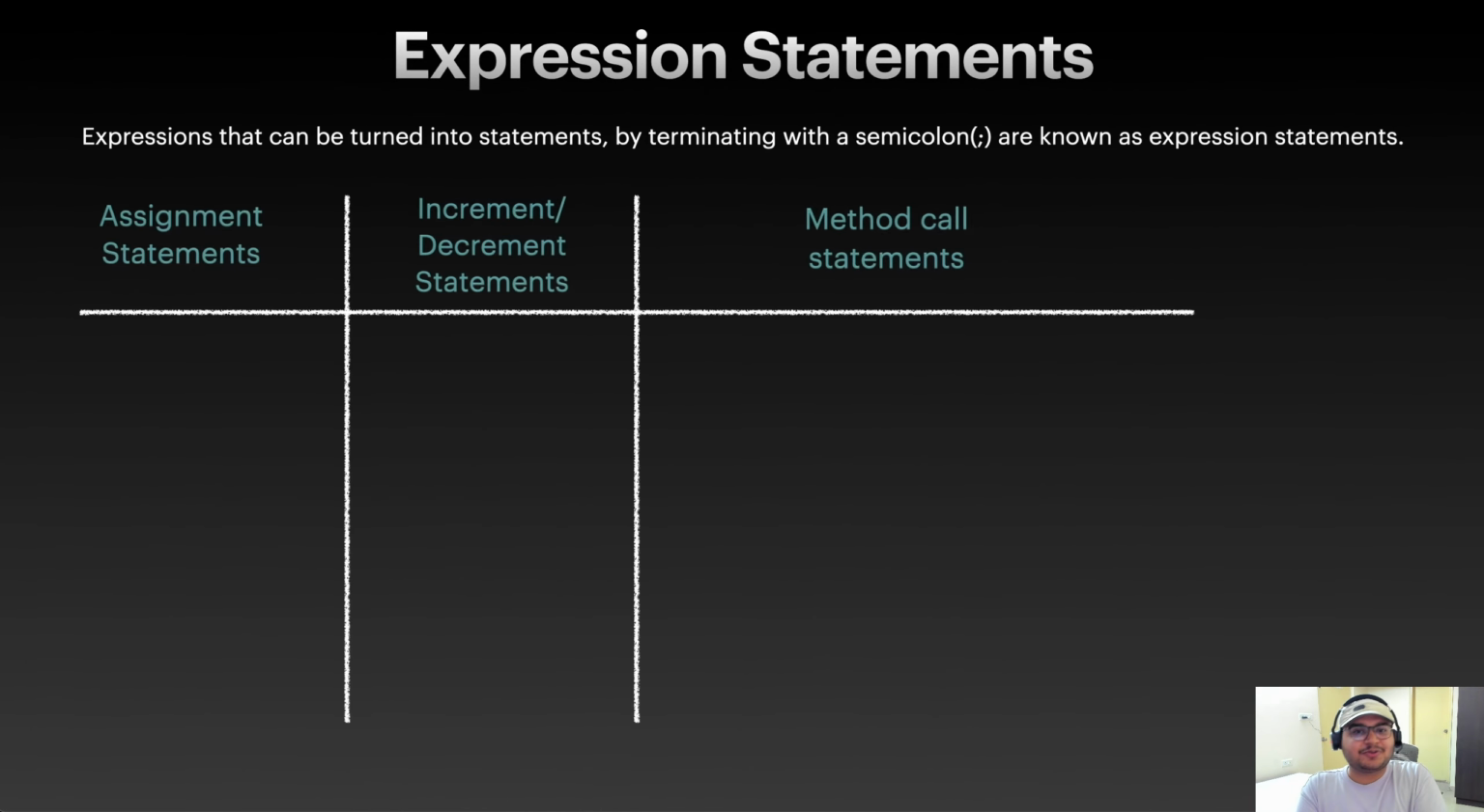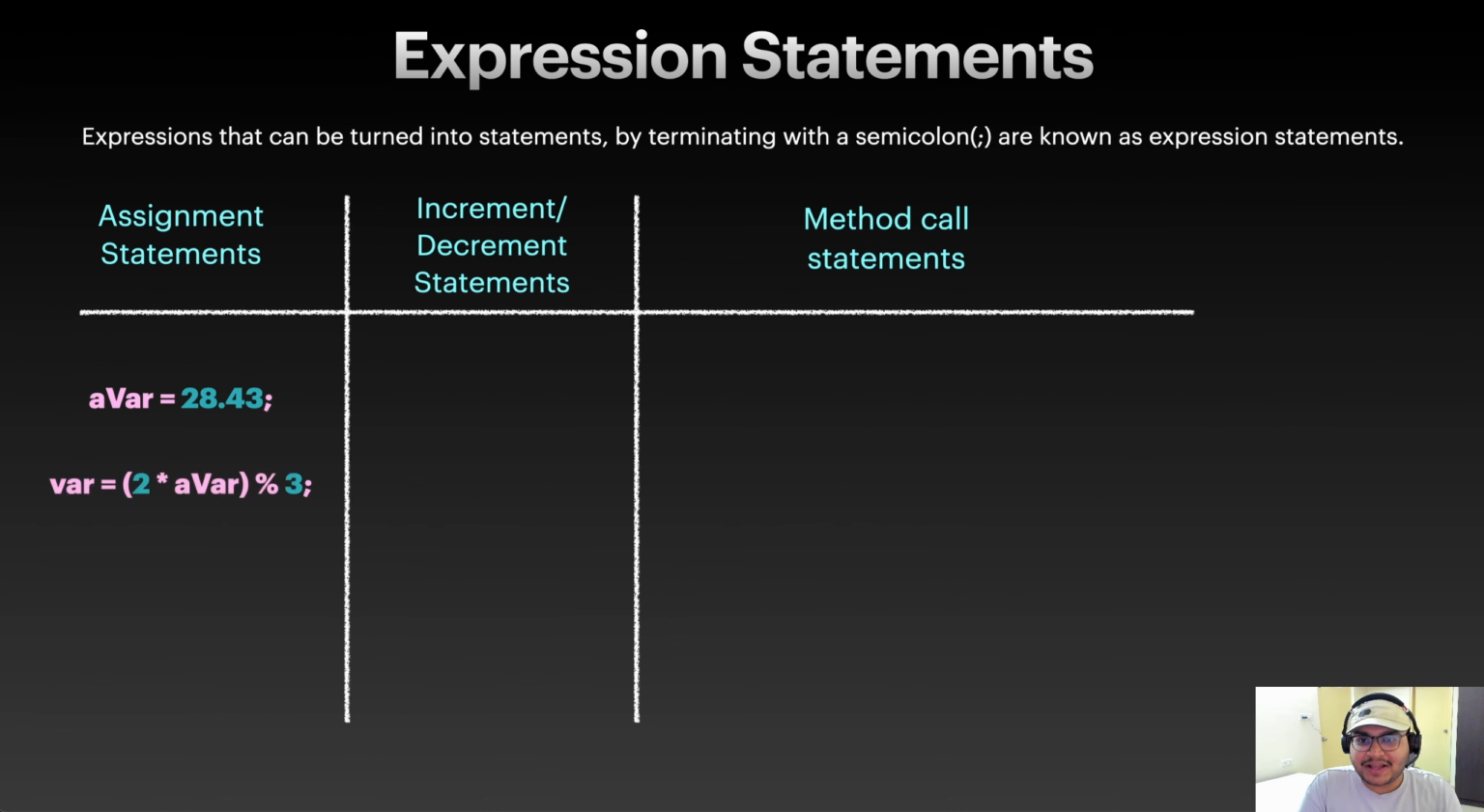Expressions that can be turned into statements by ending them with a semicolon are called expression statements. There are three types of expression statements. Assignment statements. These are assignment expressions that end with a semicolon, like assigning 28.43 to the variable avar, or assigning an expression to a variable var, both followed by a semicolon. Then we have increment and decrement statements. These are prefix or postfix increment decrement expressions like avar++, avar--, followed by a semicolon.